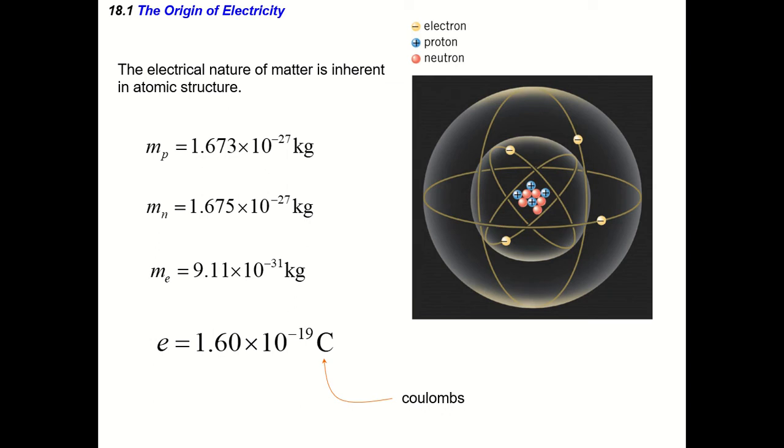The electrical nature of matter is inherent in atomic structure. The mass of the proton is 1.673 times 10 to the minus 27 kilograms, the mass of the neutron is 1.675 times 10 to the minus 27 kilograms, and the mass of the electron is 9.11 times 10 to the minus 31 kilograms. In terms of charge, the electron has a charge of 1.60 times 10 to the minus 19 C, where C stands for coulombs. Okay?